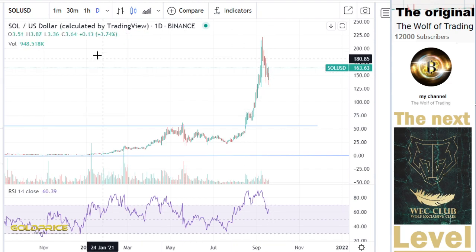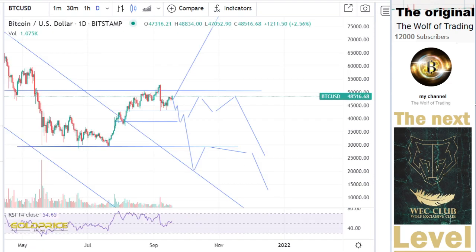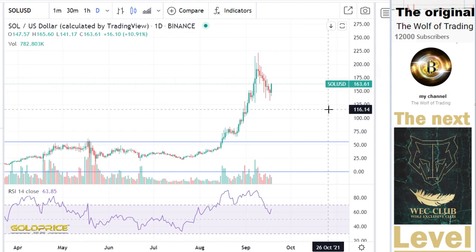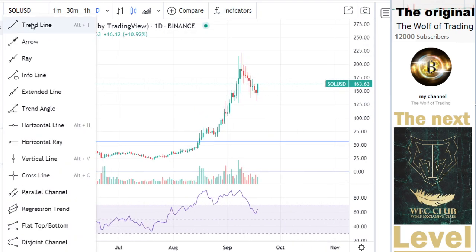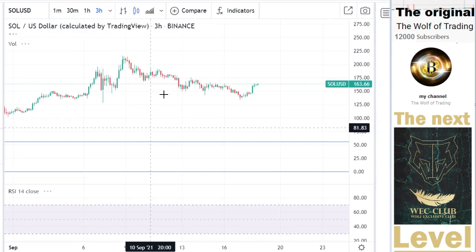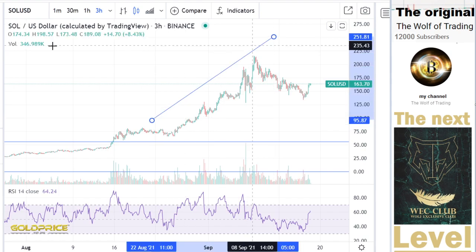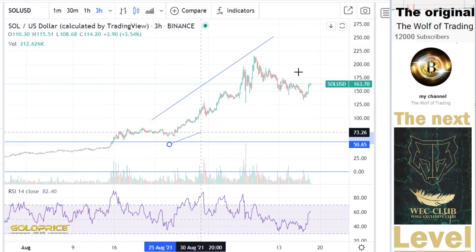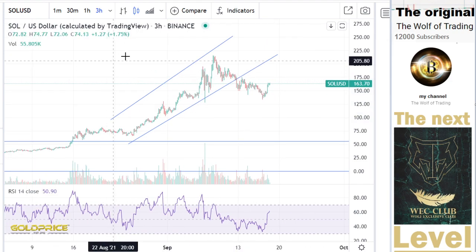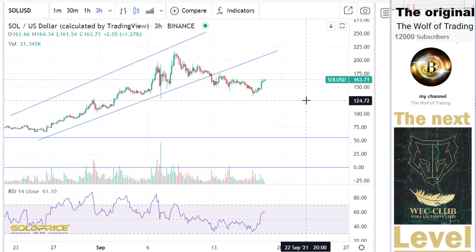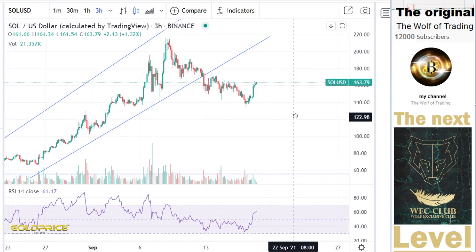But the fact is, if you look here in more detail, then you can see that we break the trend line to the top side. This was our positive trend line. If you look here, this was our channel, and then you can see we break the channel to the downside. So what happens next? Why do we have something like that?